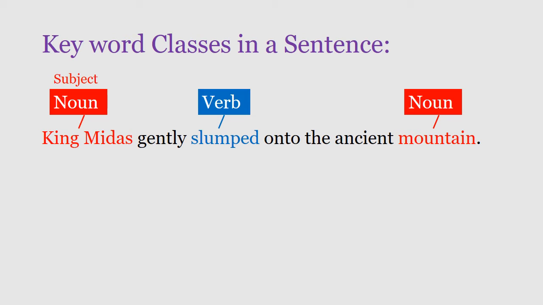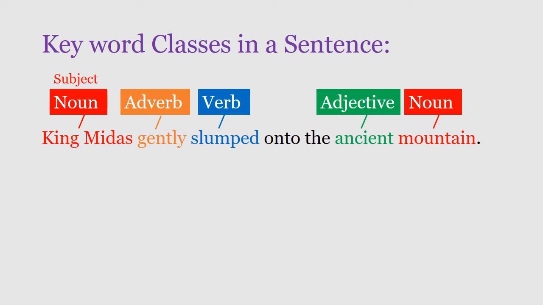There is also one verb in this sentence. The verb is slumped. That is a doing word. There is an adjective in this sentence. It describes the noun mountain. The adjective is ancient. And there is also an adverb in this sentence to describe how King Midas is slumping. The adverb is gently.